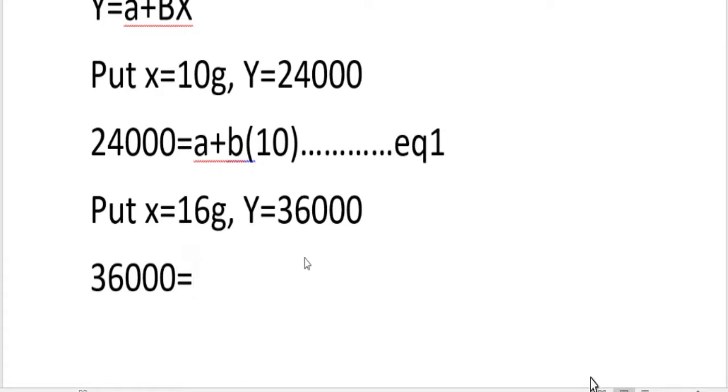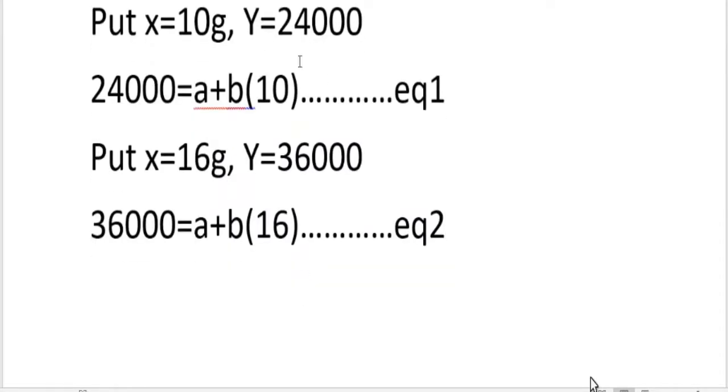If you put it in y equal to a plus bx, you will get 36,000 equal to a unknown plus b unknown, and the value of y as usual is 16 gram. And this will become equation number 2. How many equations do we have now? Equation number 1, 24,000 equals a plus bx, and 36,000 equals a plus bx. These two are linear equations. Now just recall, we have to solve these two equations.